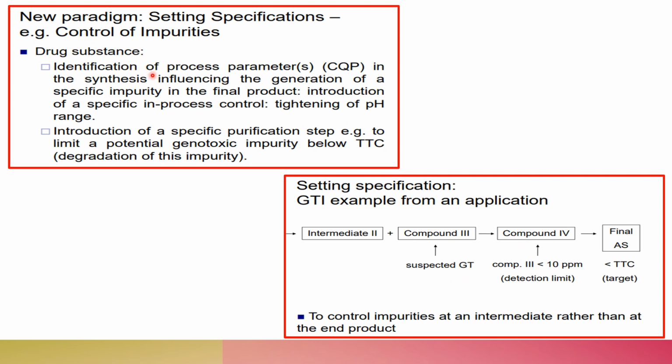For drug substance: identification of the process parameters, CPPs, in the synthesis influencing the generation of a specific impurity in the final product; introduction of a specific in-process control, tightening of pH range. These are just examples of how you can control this type of impurity in the intermediate step. Introduction of a specific purification step: these are some examples of how we control this genotoxic impurity in the intermediate itself. So this is the new shift in the paradigm of regulatory requirements, that you should ensure quality in the intermediate itself, for both drug substance as well as drug product.